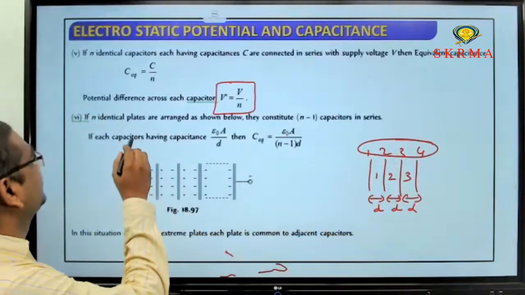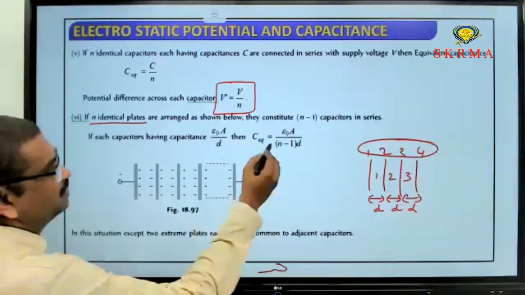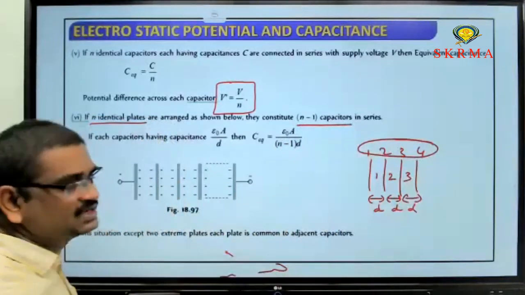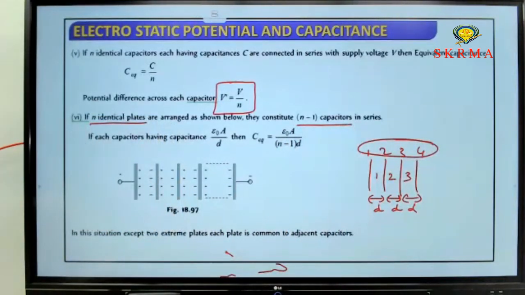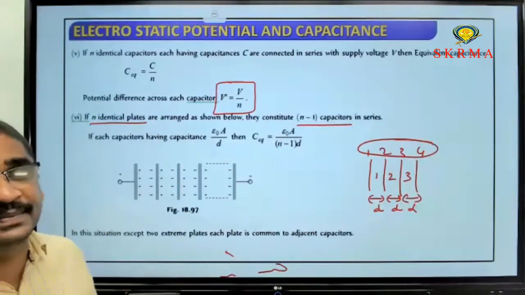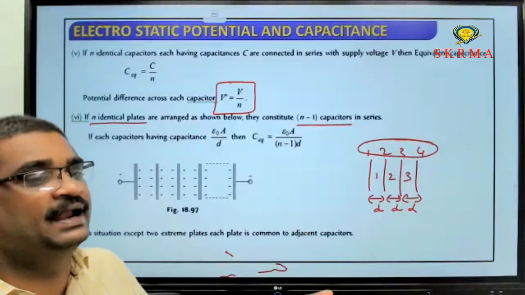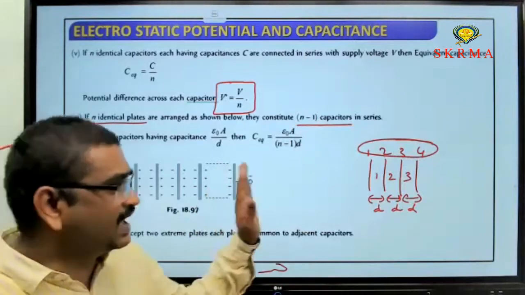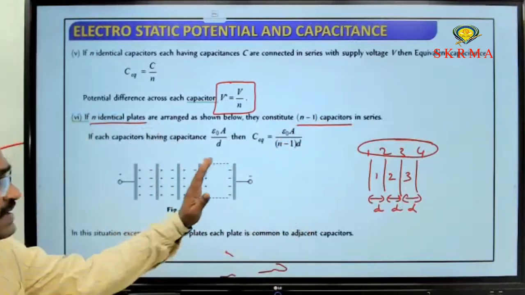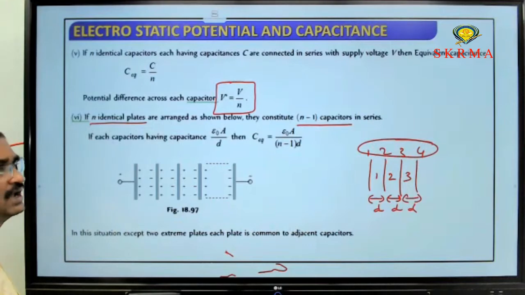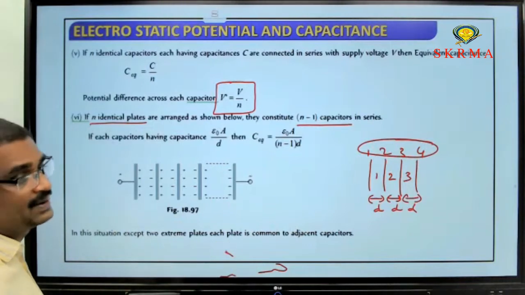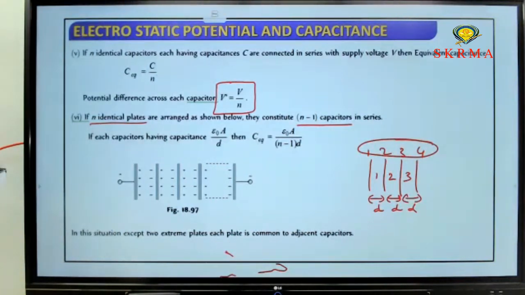Similarly, for n number of plates, we will get n minus 1 capacitors. For n number of capacitor plates, how many capacitors will you get? N minus 1 capacitors. If n number of plates are placed side by side, you get n minus 1 capacitors.